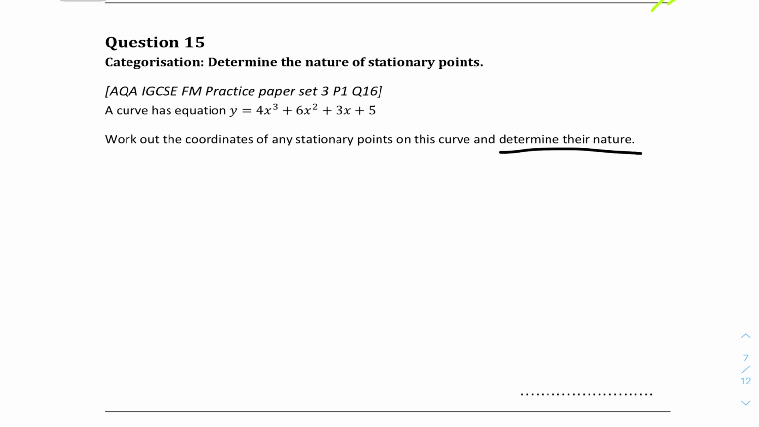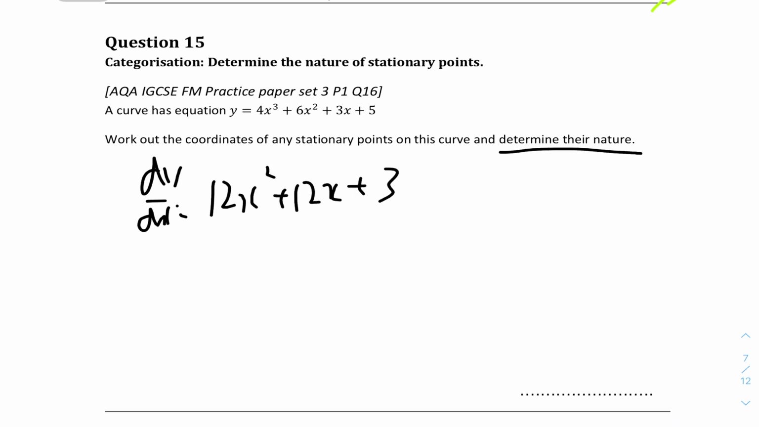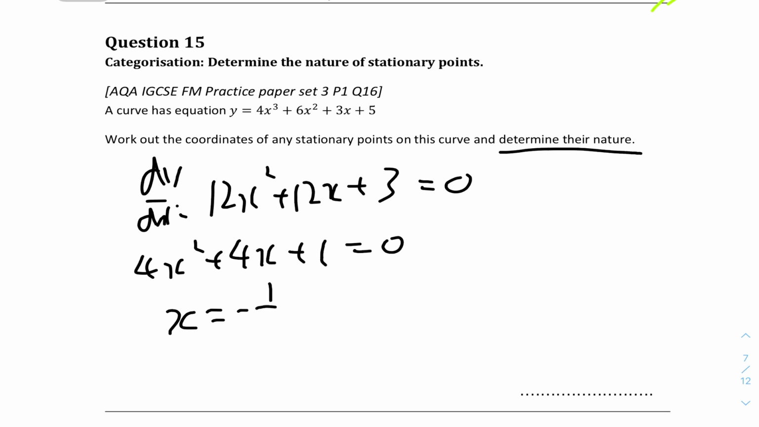So let's just differentiate the curve first. dy over dx will be 12x squared plus 12x plus 3. So set that equal to 0. We'll just factorize this equation. You get 4x squared plus 4x plus 1 equals 0. And if you put this into the quadratic equation, you get a value of x equals minus 1 over 2.